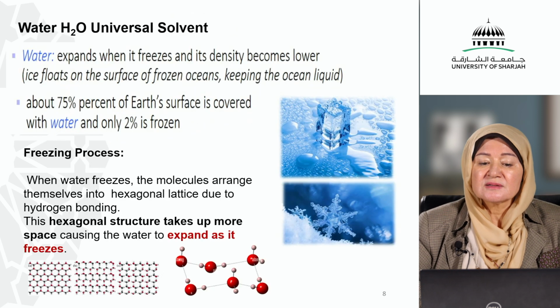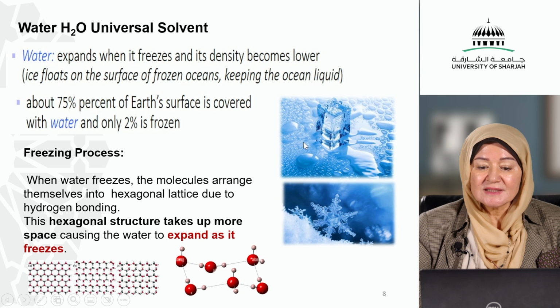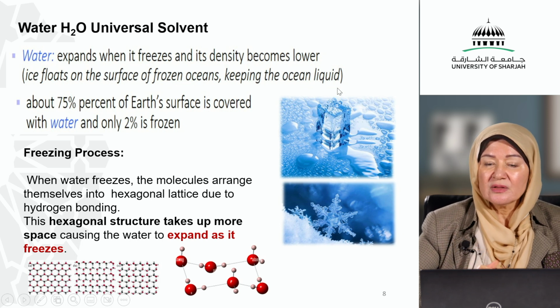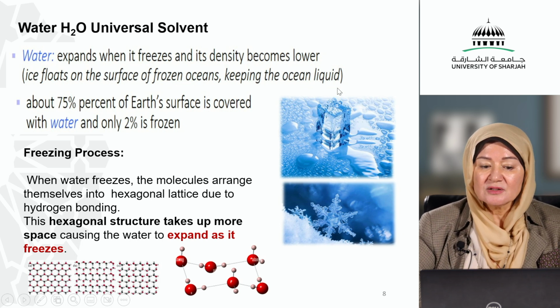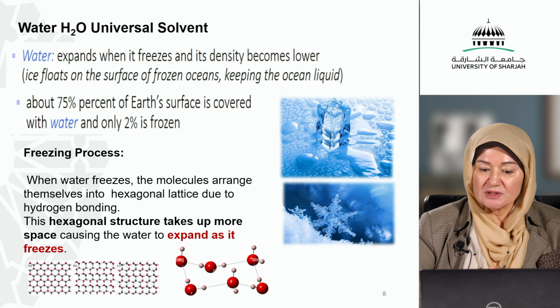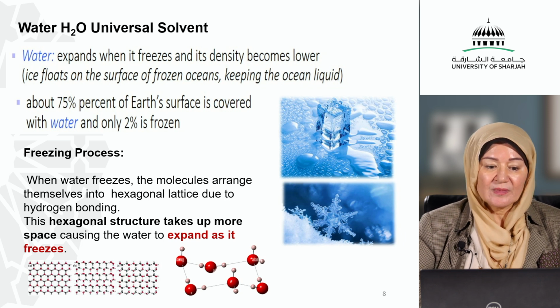Water expands when it freezes, and its density becomes lower. Because of this, you see that ice floats on the surface of frozen oceans, keeping the ocean liquid underneath. The ocean underneath is liquid, whereas you see ice cubes or ice floating on the surface of the frozen oceans, but further down, it's still liquid.